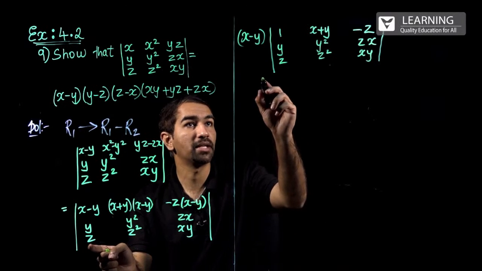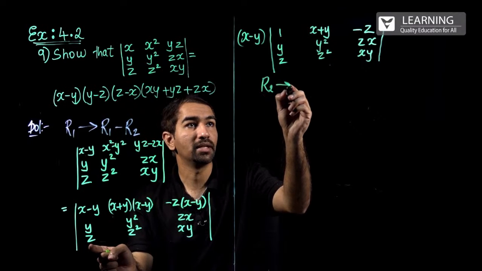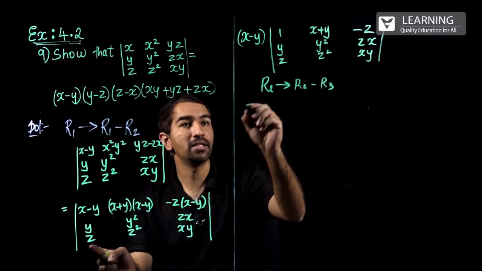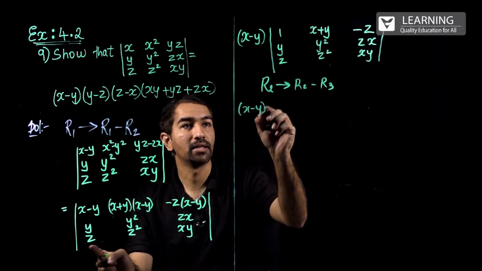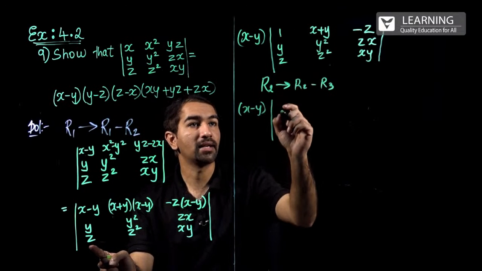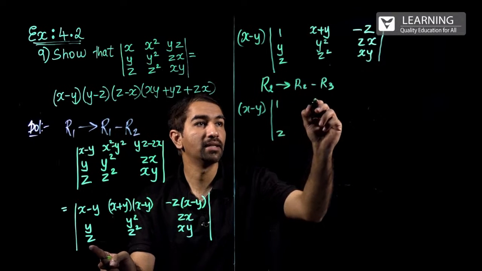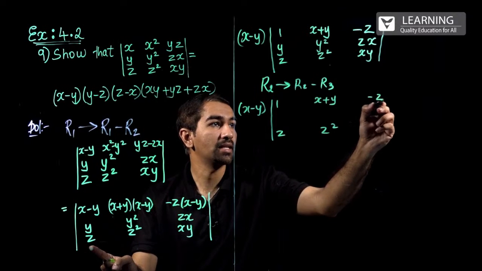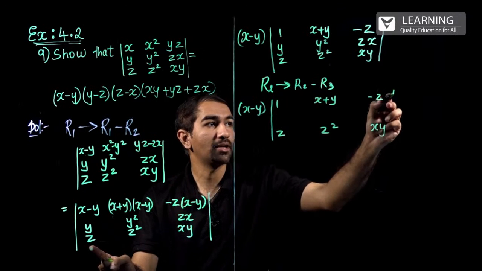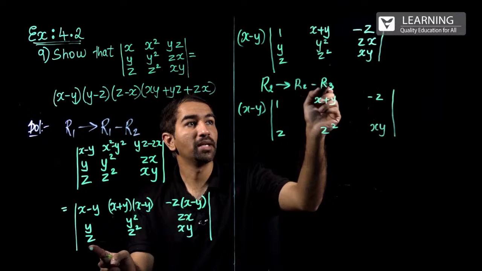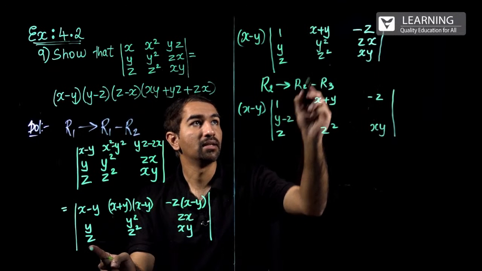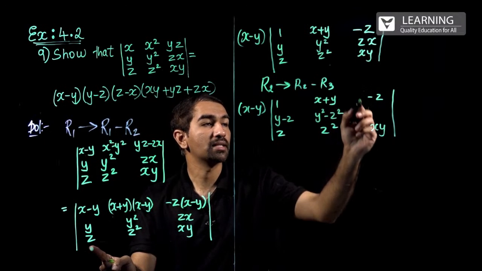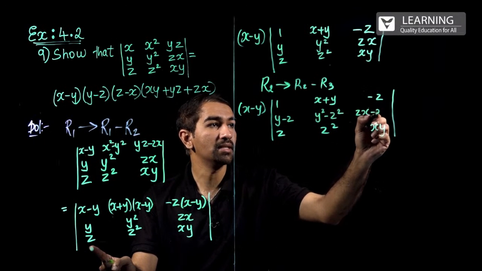So we'll apply the operation r2 equals r2 minus r3. So for this, write x minus y of r1 and r3 are untouched. So write them first, 1, x plus y, minus z, and z square, xy. Now you start operating r2. r2 minus r3, y minus z. r2 minus r3, y square minus z square. r2 minus r3, zx minus xy.